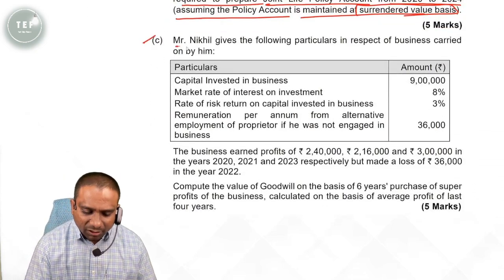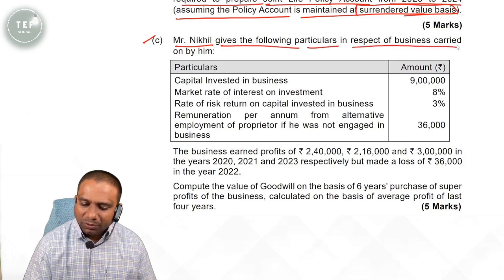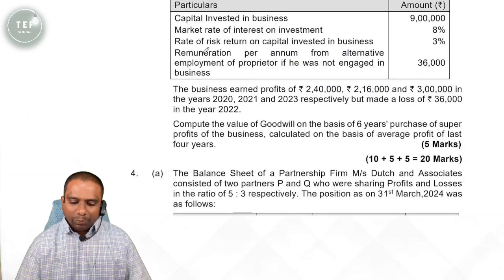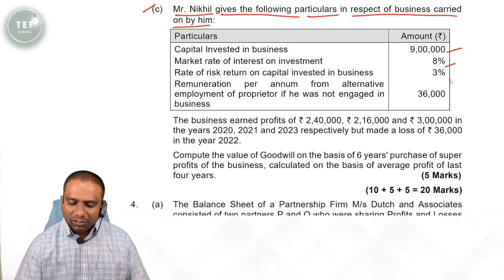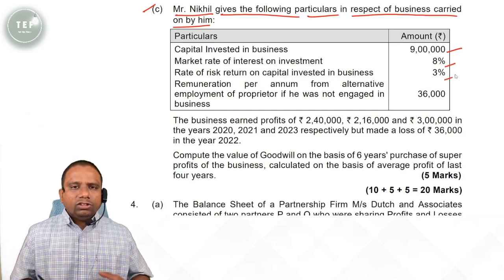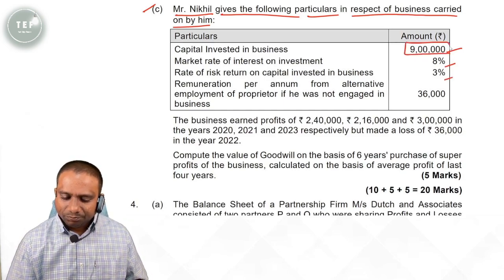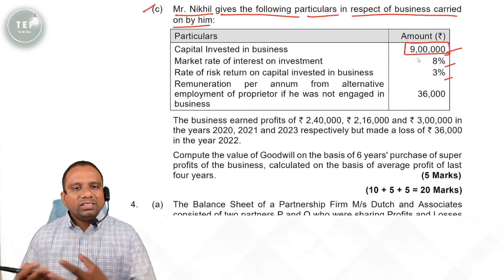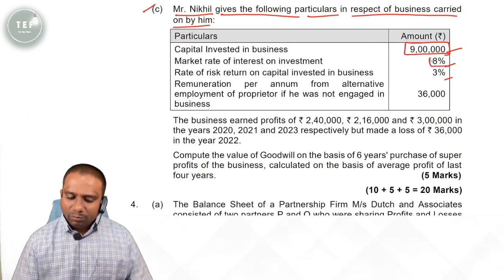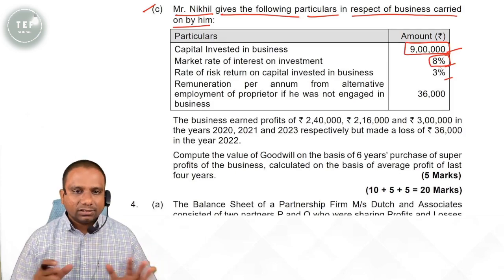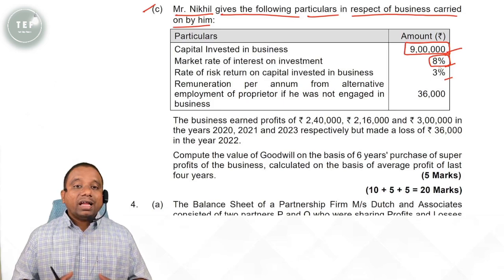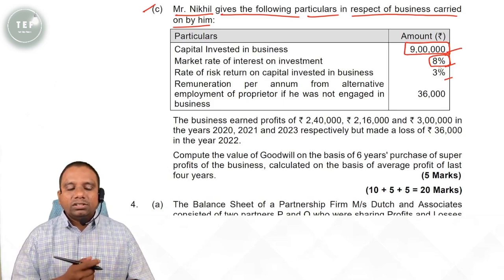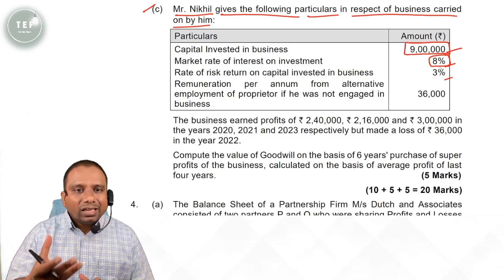3C. Mr. Nikhil gives the following particulars in respect of business carried on by him. Capital invested 9 lakhs. Market rate of interest on investment and rate of risk return on capital invested in business. What is the meaning of this? Suppose without investing this same 9 lakh rupees, if I invest in the market, I will get easily 8% return without any risk. But now I am investing this 9 lakh rupees in the business, so I have to earn more than 8%.